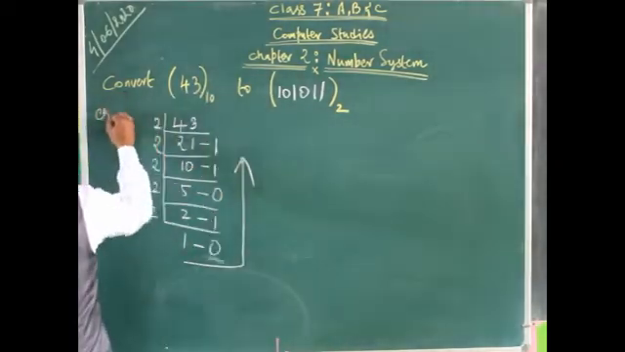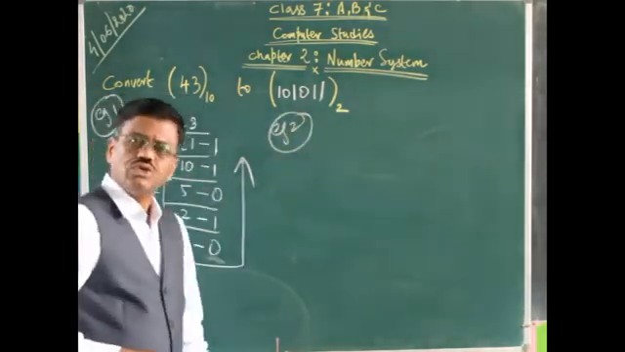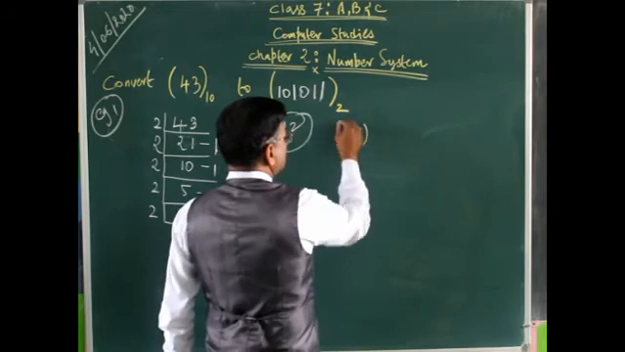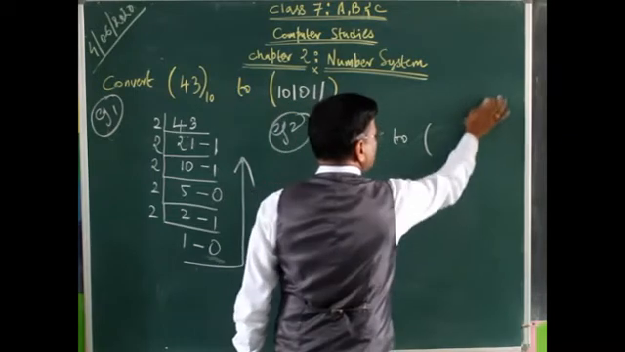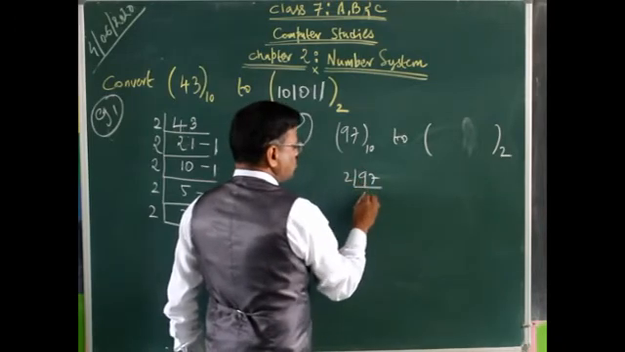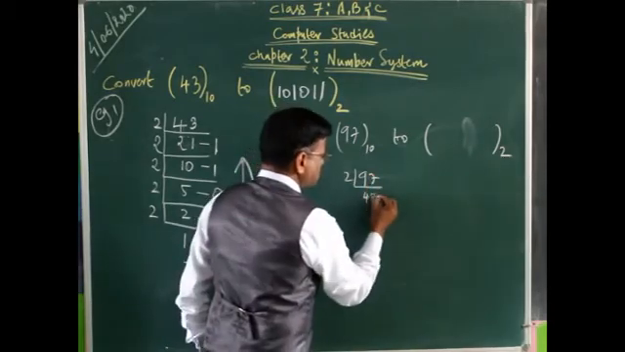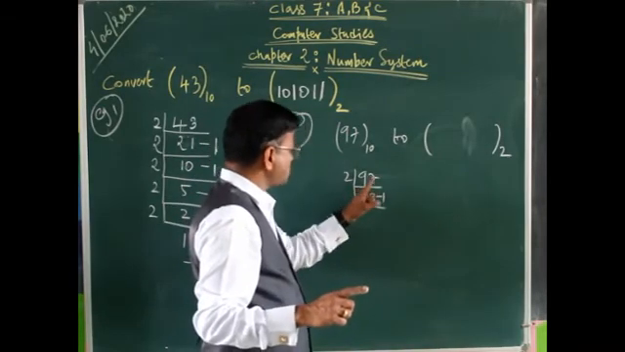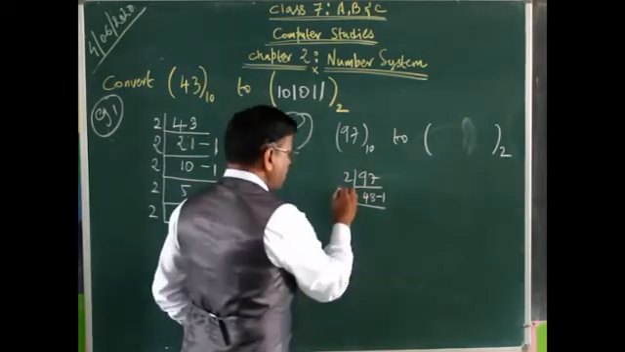This is example 1. Here is example 2. Convert 97 of decimal to binary. Keep dividing by 2. 4 2s are 8, 8 plus 1 is 9. 8 2s are 16, 16 plus 1 is 17. Remainder is 1. I repeat again, please note. 8 2s are 16, 16 plus 1 is 17. Remainder is 1. 4 2s are 8, 8 plus 1 is 9. Is this clear? Again divide this one by 2.